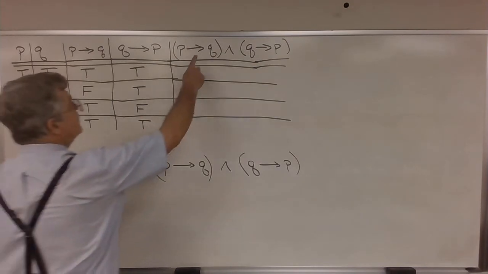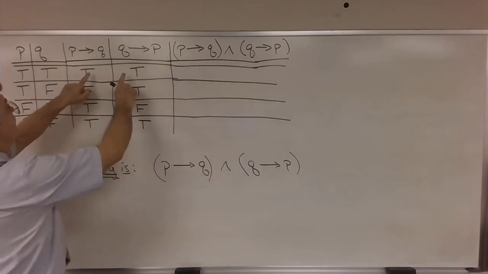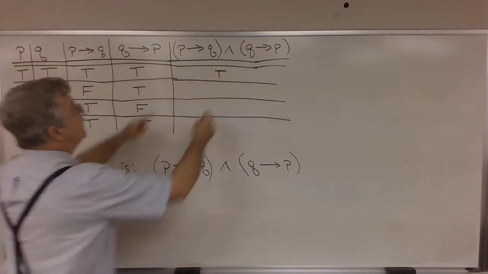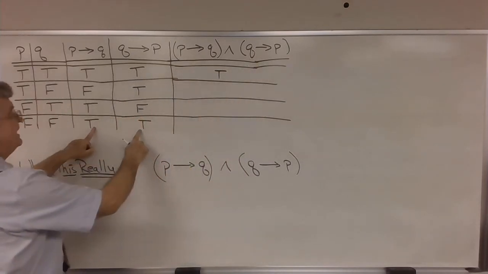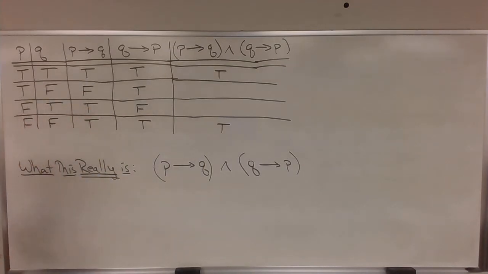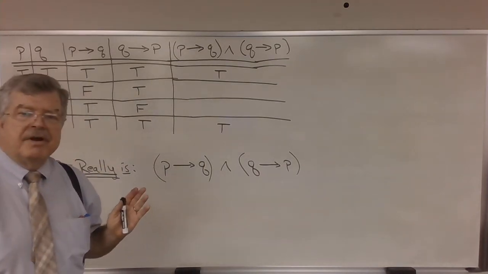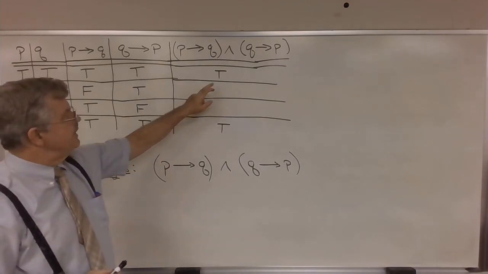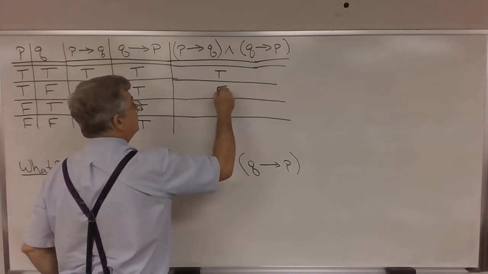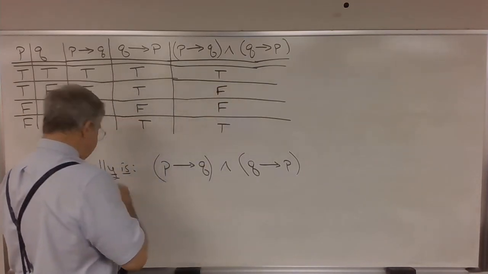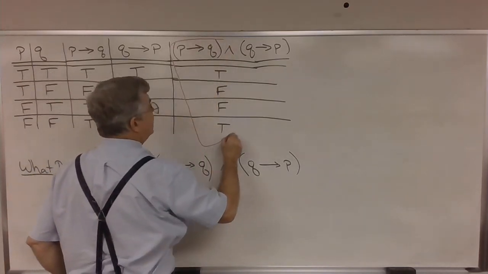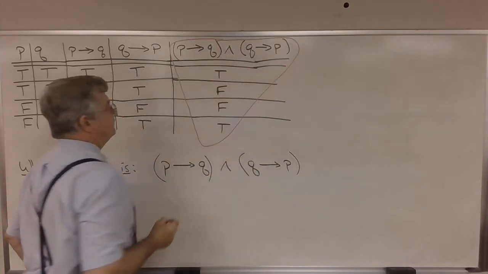There are two cases when both of these things are true. They're both true here, so I put it true here. These two statements are both true here as well, so I put it true here also. All other times it's going to be false, so I don't have to think about what goes here and what goes here. They're going to be false. And so these are my truth values for an if and only if statement.